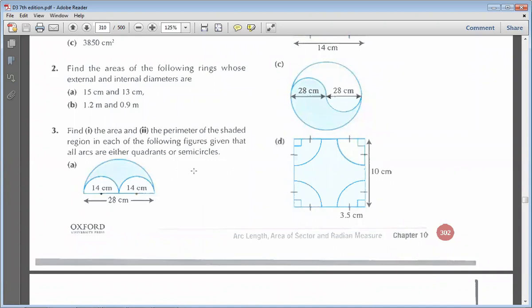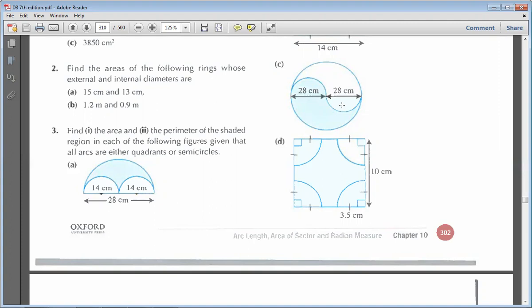The next part is question number 3, and it's C part. You can see this figure here. If you want to find out the shaded area of this figure, try to understand this. This is a semicircle here. I will find the area of this semicircle. Its radius will be 28 centimeter. From the area of this semicircle, I will subtract the area of this small semicircle, and then I will add the area of this small semicircle. The radius for this small semicircle will be 14. So that is the strategy.